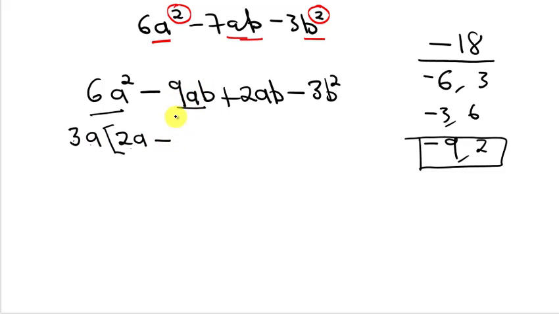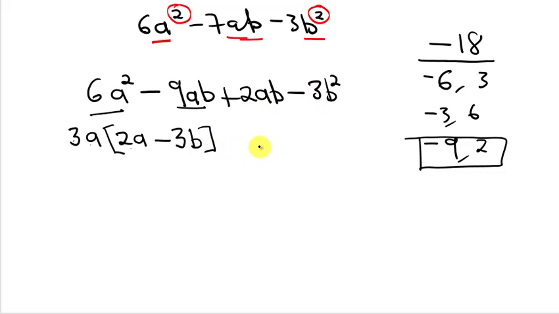Minus, we come to the 9ab. 3 goes into 9 how many times? We have 3, and then this a is going to cancel this a, so you are left with b. So 3a goes into 9ab, we have 3b. All right, you close the bracket.